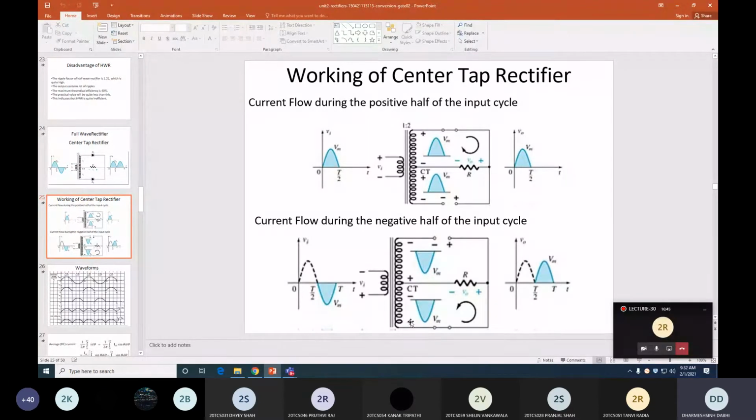But you can see that in the lower half, the positive of your supply is connected with the anode of this diode. It means your diode D2 will start conducting. It means it acts as a closed switch. So you can see that it is represented by the closed switch.